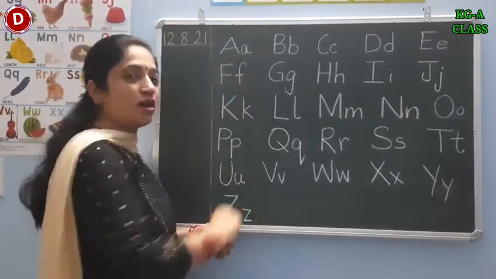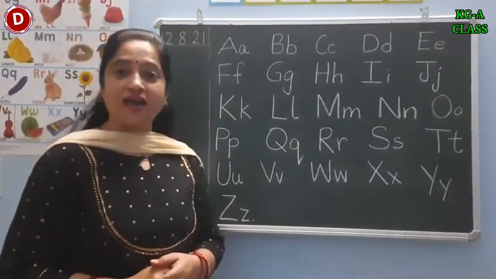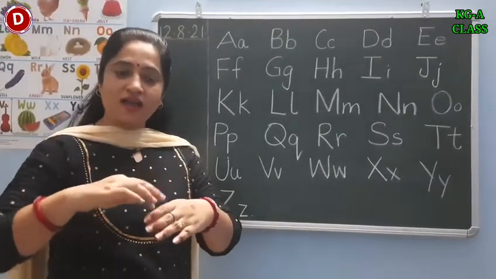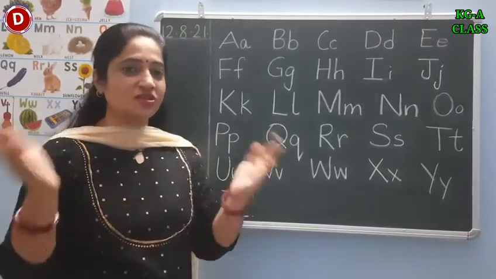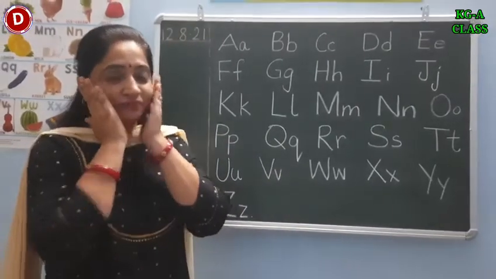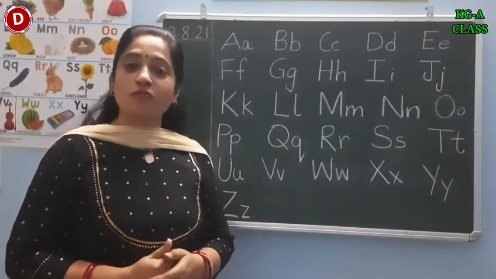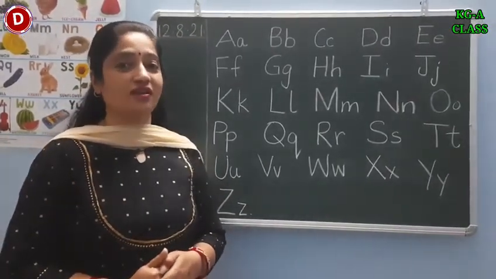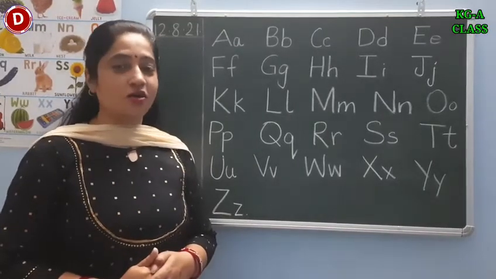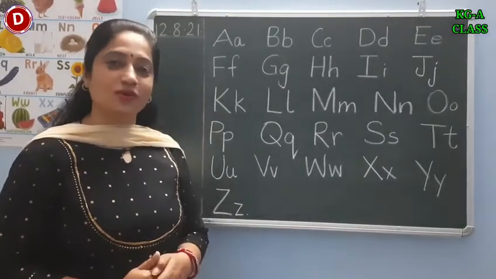Capital A, small a. A says eh. Ants on my arms, ants on my arms, it's causing me alarm.